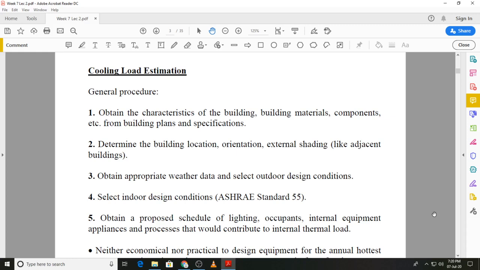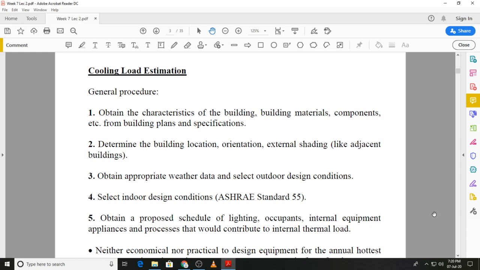When we say orientation, it is, if I look at the north direction, with reference to the north direction, what is the orientation of the building, and that will also be required when we calculate the cooling loads. We might also be interested in external shading. For example, if that building has tall structures or tall buildings close by, that will also affect the cooling load.